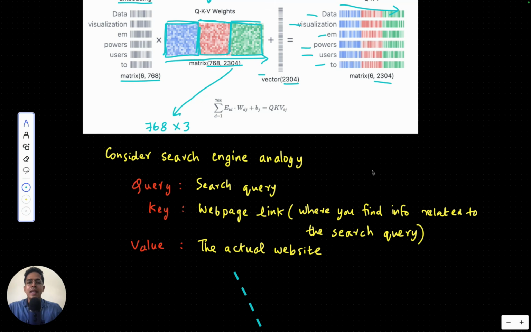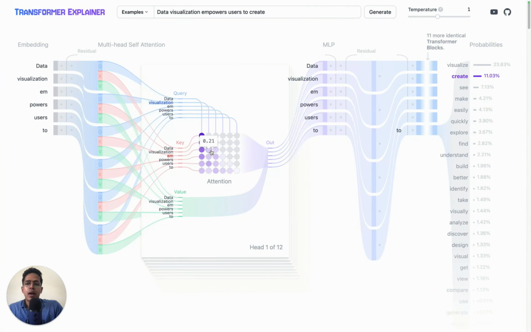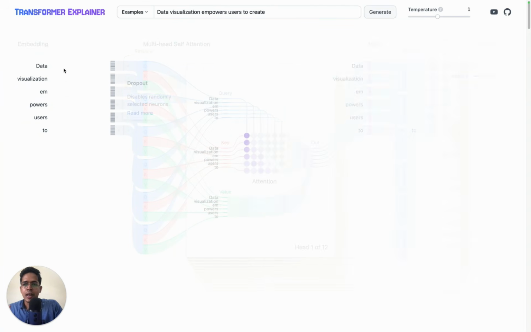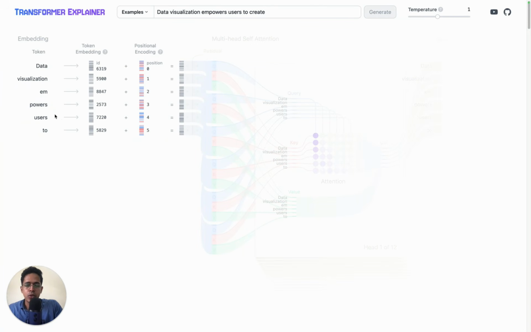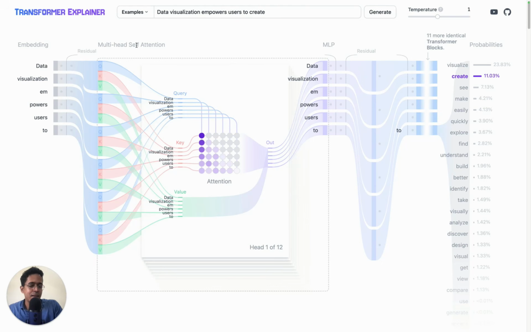So what's happening here in this multi-head self-attention is getting these query, key, value vectors. Now, how does it appear here? So let's go back to the transformer explainer. I'll expand each of these sections. First tokenization, then token embedding, then position encoding, and then you sum up these two things, right? And then you come to the multi-head self-attention.